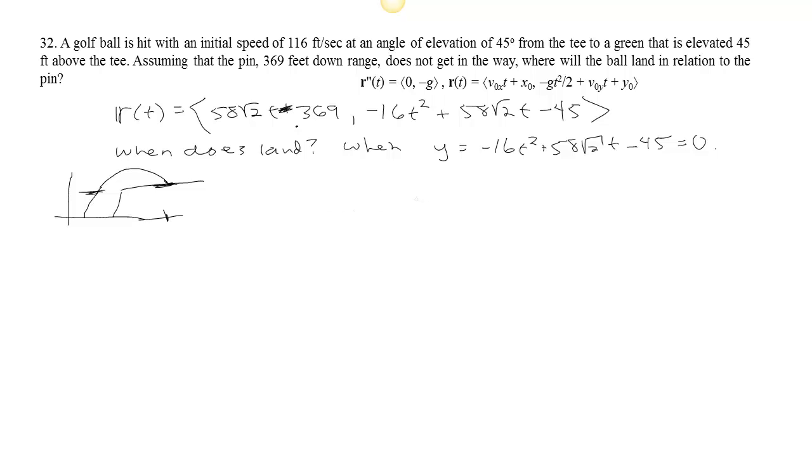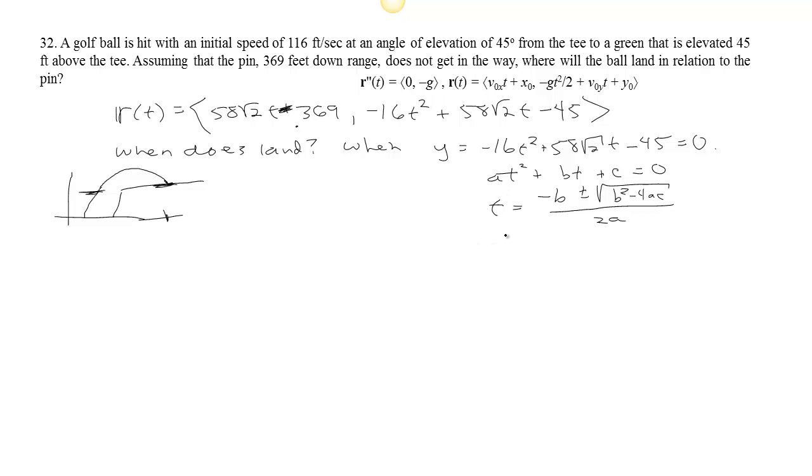Okay, so what we can do to figure out when we land is to use the quadratic formula. Remember, the quadratic formula says that in order to solve at squared plus bt plus c equals 0, you just take this, you do negative b plus or minus the square root of b squared minus 4ac all over 2a. So that's what we're going to use to find the time when we land.